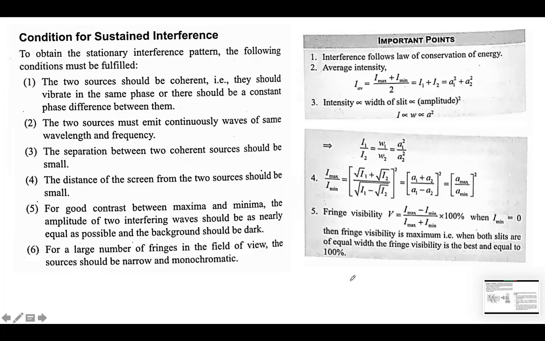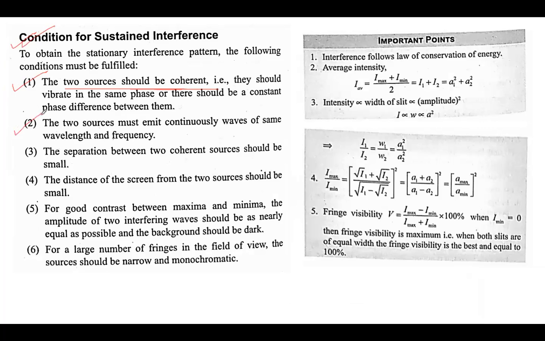Now conditions for sustained interference. Sustained interference मतलब वो interference काफी देर तक वैसे ही बना रहे उसके लिए. To obtain a stationary interference pattern, the following conditions must be fulfilled. पहला condition है the two sources should be coherent. सबसे basic condition. They should vibrate in same phase, or there should be a constant phase difference between them.